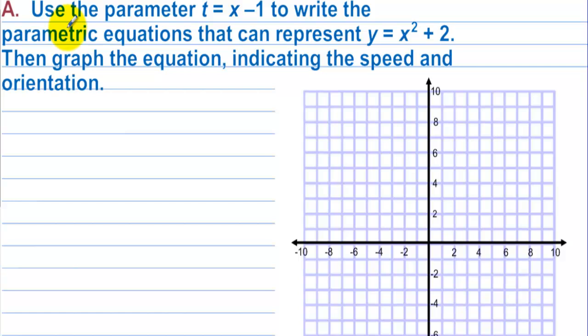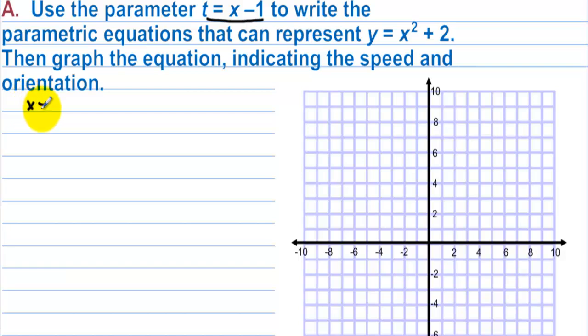This is section 7.5, day 2. In letter A, we use the parameter t equals x minus 1 to write the parametric equations that can represent y equals x squared plus 2. Then graph the equation indicating the speed and orientation. Let's solve for x in this equation right here.